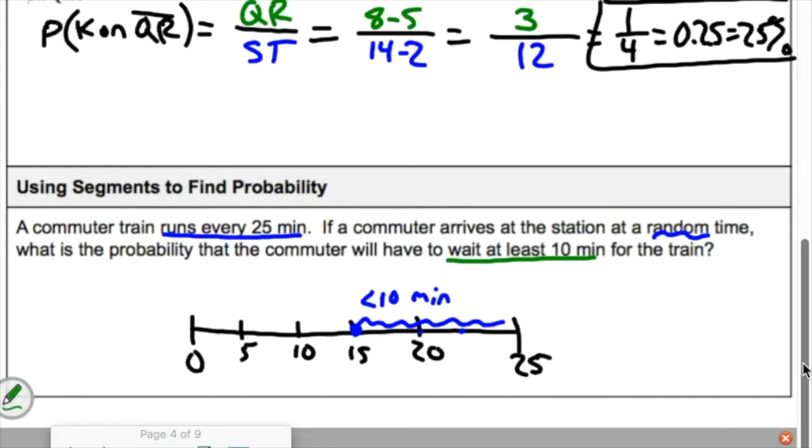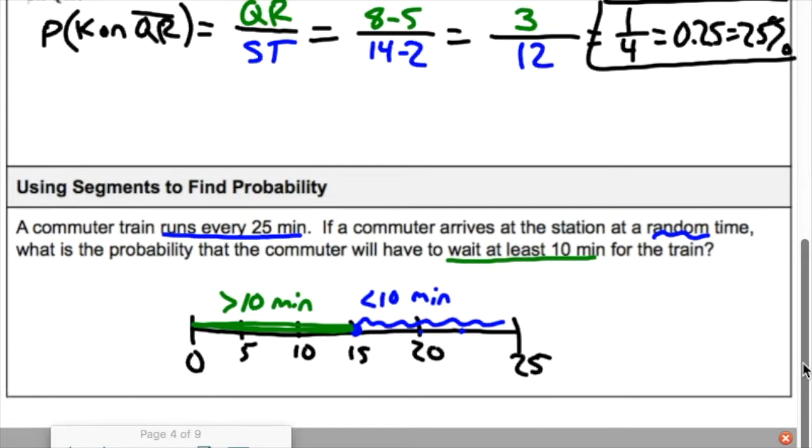The part I want is over here, anywhere right after the train leaves until that 15th minute, because this would be a greater than 10-minute wait. If I show up at time 10, I'm waiting 15 minutes. So I need the probability that I'll have to wait at least 10 minutes for the train.